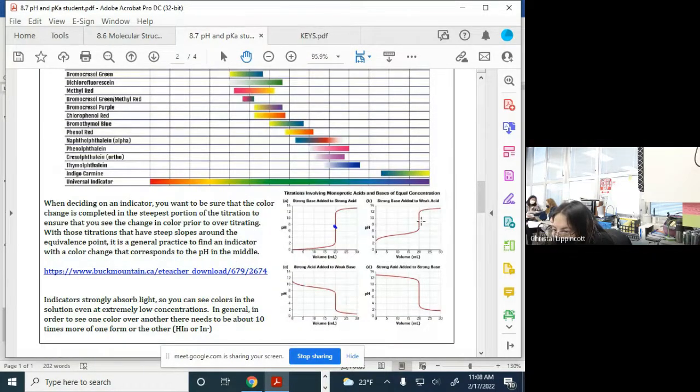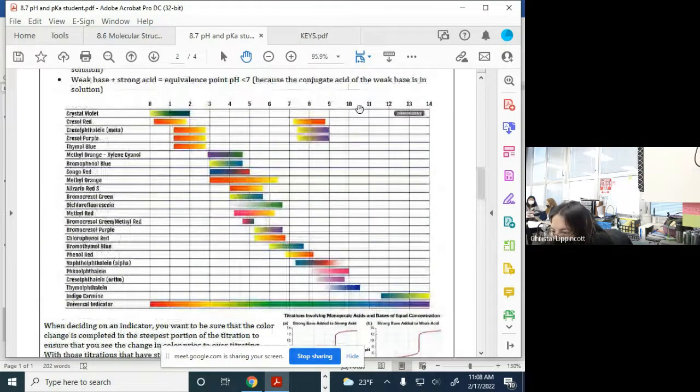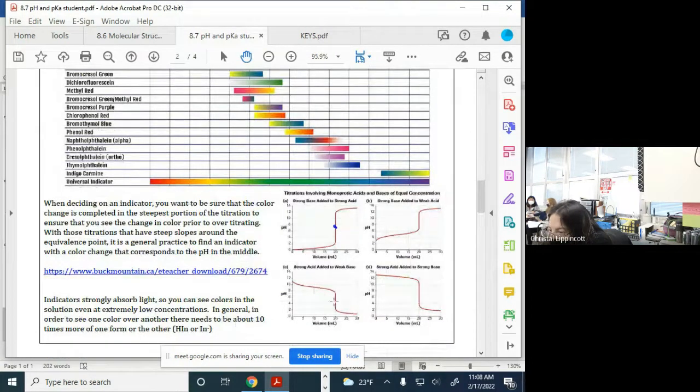For here, this is the steepest part. This is around 10, so you'd want to find something in that range. So this thymolphthalein would probably be a good one. So you get the idea there? Okay.